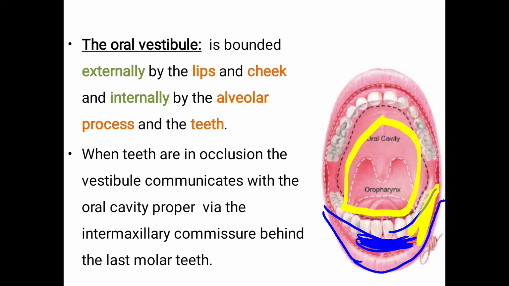The oral vestibule and oral cavity proper make contact only when the teeth are in occlusion. When the teeth come together, this is the only contact between the oral vestibule and oral cavity proper, and they contact at the intermaxillary commissure. This area is the intermaxillary commissure, the area of contact between the oral cavity proper and the oral vestibule.